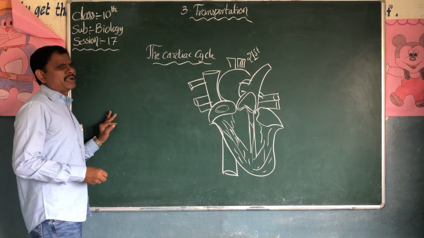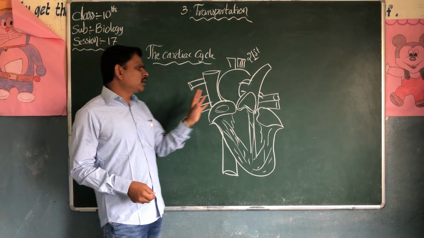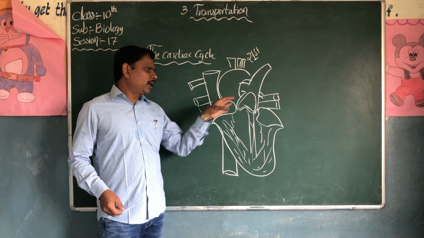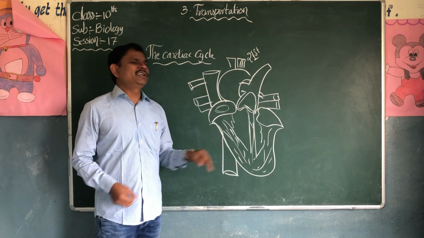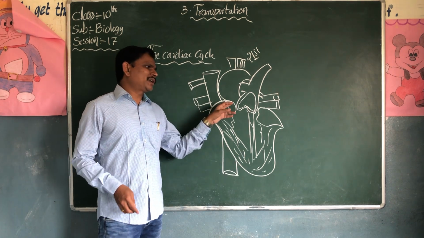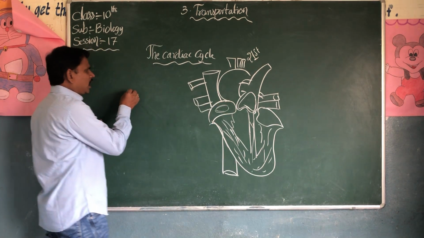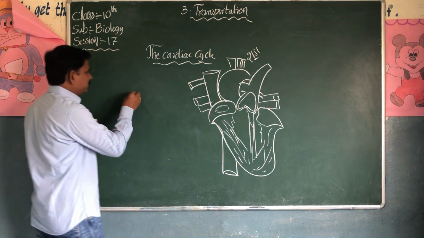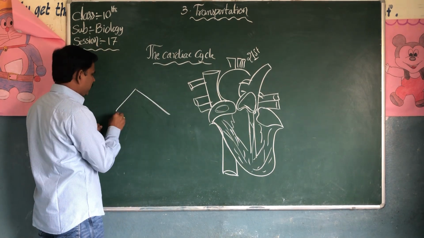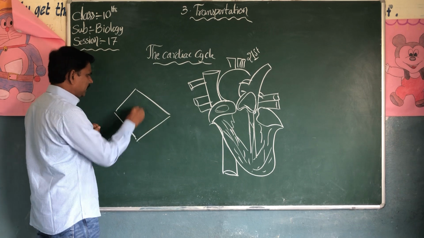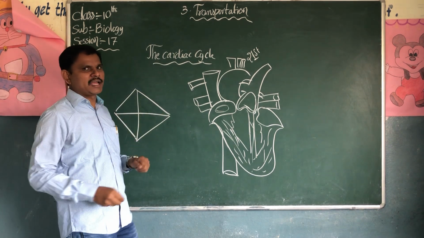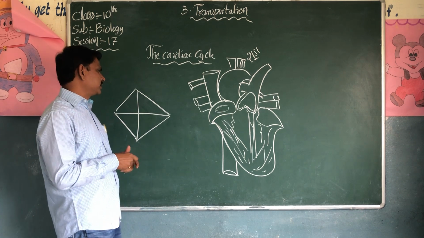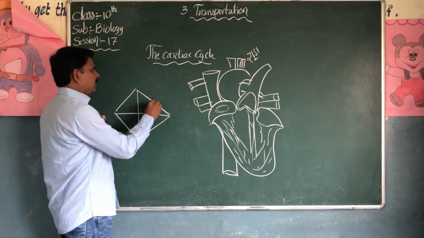So what is cardiac cycle? One contraction and one relaxation of atria and ventricle is called cardiac cycle. It's easy to understand with this diagram. Let's come to this explanation.